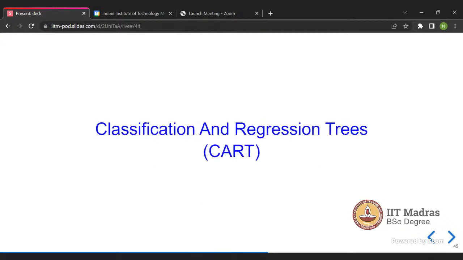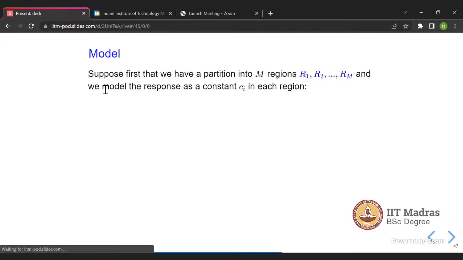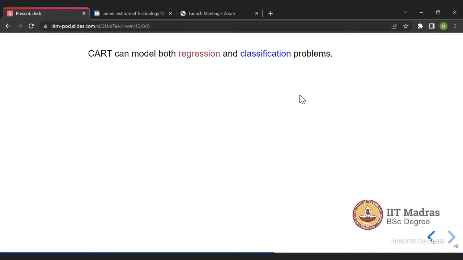Okay, so next are classification and regression trees, called CART in short. This is the extended version of ID3 and C4.5. CART handles both regression and classification problems, as the name says. It's very similar to ID3, but here we can have both categorical and numerical features as well.